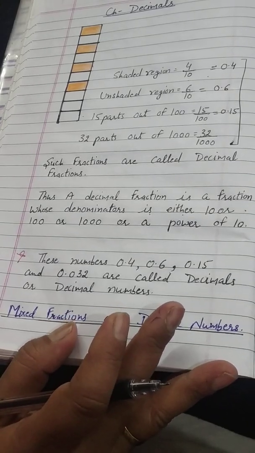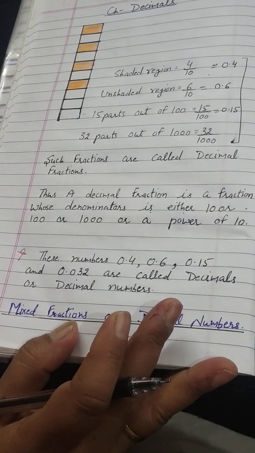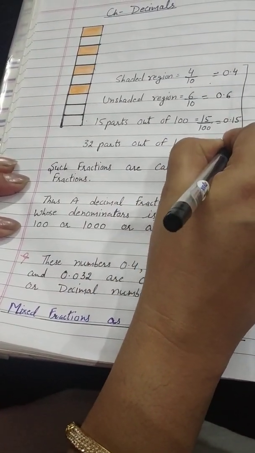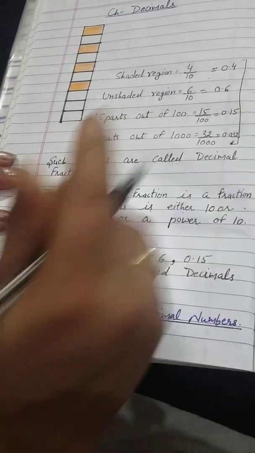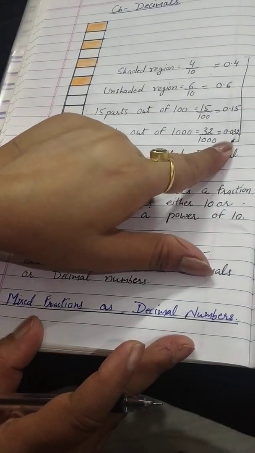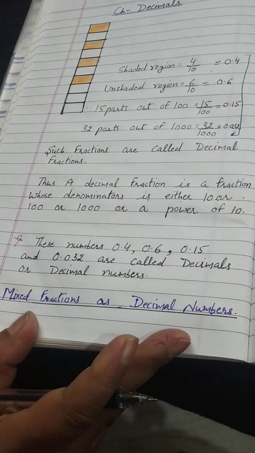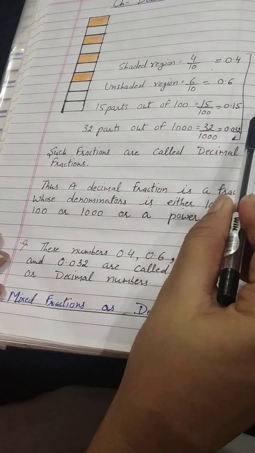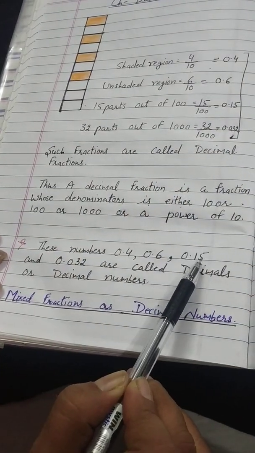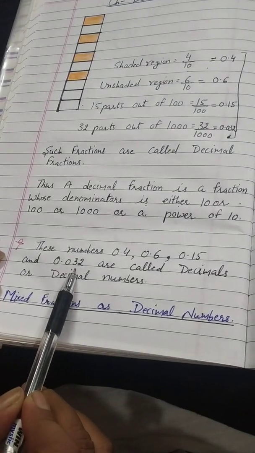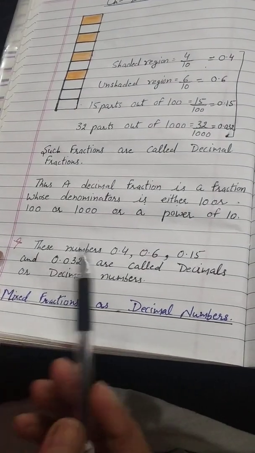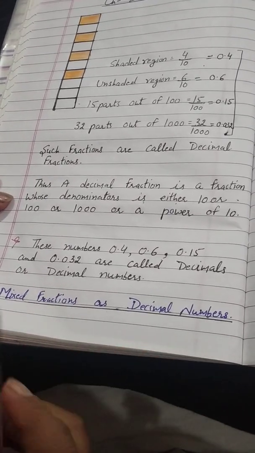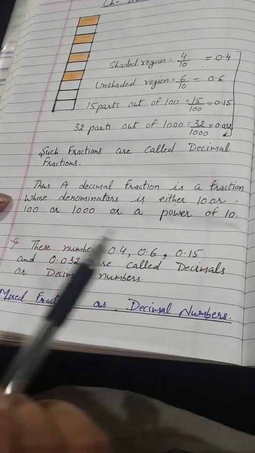Similarly, 32 upon 1000 is represented as 0.032 and it is read as 0.032. These numbers 0.4, 0.6, 0.15 and 0.032 are called decimals or decimal numbers.